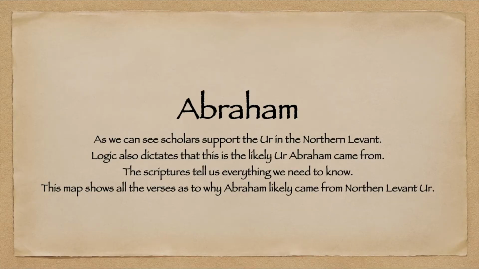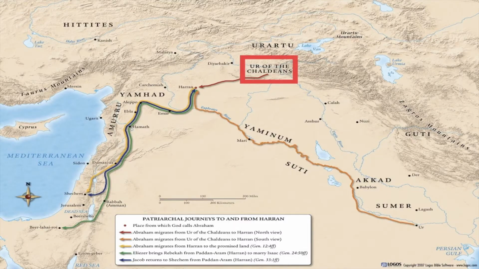As we can see, scholars support the Ur in the northern part of the Levant, and logic also will indicate that this would be the Ur that Abraham came from. The scriptures tell us everything we need to know. This map shows all the verses as to why Abraham likely came from the northern Levantine Ur.